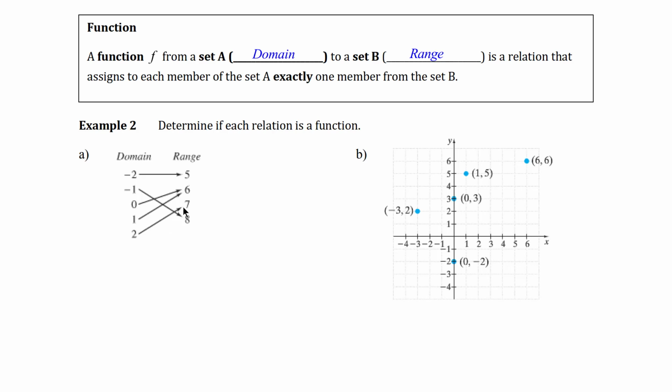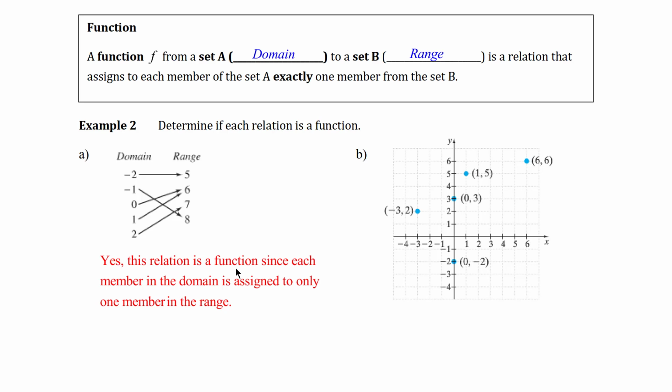To determine if this relation is a function, we just need to check that each member in the domain is assigned to exactly one member in the range. So -2 is assigned to one member in the range, which is 5. -1 is assigned to one member in the range, which is 8. 0 is assigned one member in the range, which is 6. 1 is assigned to one member in the range, which is 6. And 2 is assigned to one member in the range, which is 7. So each member in the domain is assigned exactly one member in the range. This matches up with our definition of a function. So yes, this relation is a function since each member in the domain is assigned to only one member in the range.